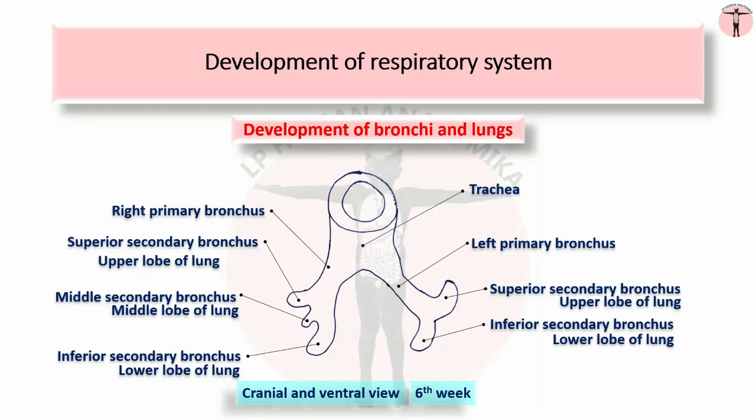The right main bronchus is slightly larger than the left one and is oriented more vertically, in line with the trachea, than the left. The left primary bronchus is narrow and forms an angle with the trachea. Because of this, a foreign body is more liable to enter the right main bronchus than the left.